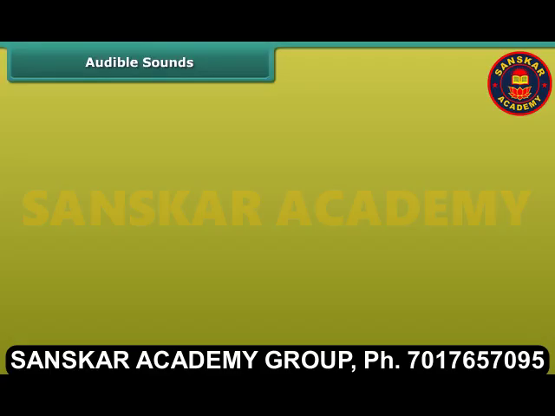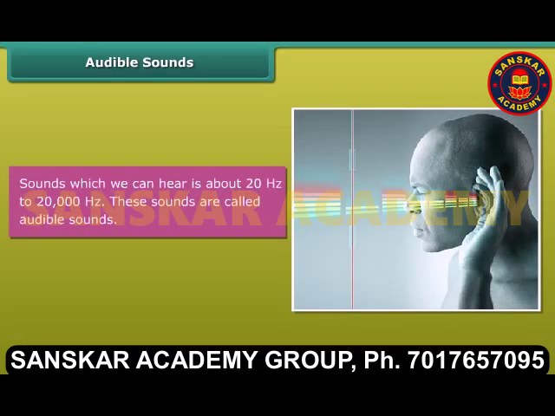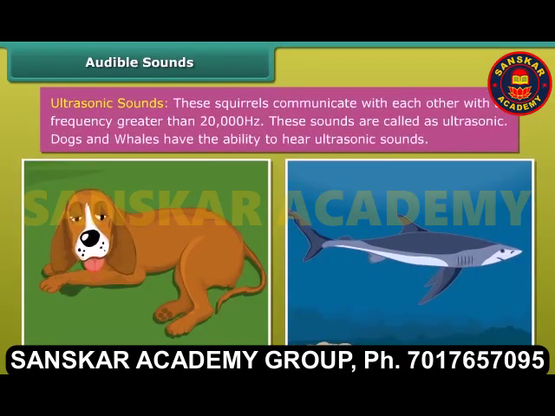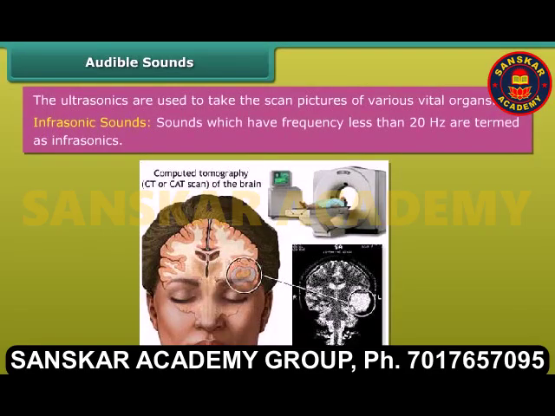Audible sounds. Sounds which we can hear are in the range of about 20 Hz to 20,000 Hz. These sounds are called audible sounds. Ultrasonic sounds. These squirrels communicate with each other with a frequency greater than 20,000 Hz. These sounds are called ultrasonic. Dogs and whales have the ability to hear ultrasonic sounds. Ultrasonics are used to take scan pictures of various vital organs. Infrasonic sounds. Sounds which have a frequency less than 20 Hz are termed infrasonics.